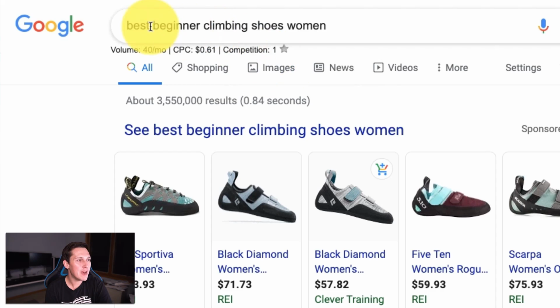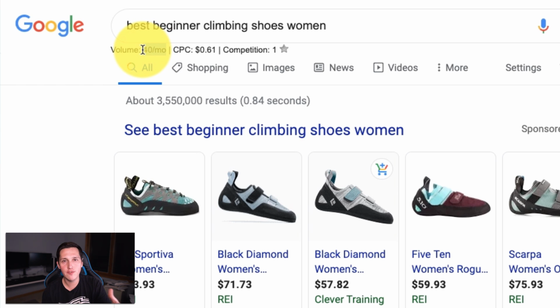But can we get even more specific than that and get even closer to the buyer? Well, yeah, we can. So check this phrase out. Best beginner climbing shoes, women. And I'm sure we could do the same thing, but for men. Again, not huge volume, only 40. So this might just be one of our supporting pages or one of our blog posts on our website for affiliate marketing. But look how close that gets us to the buyer.